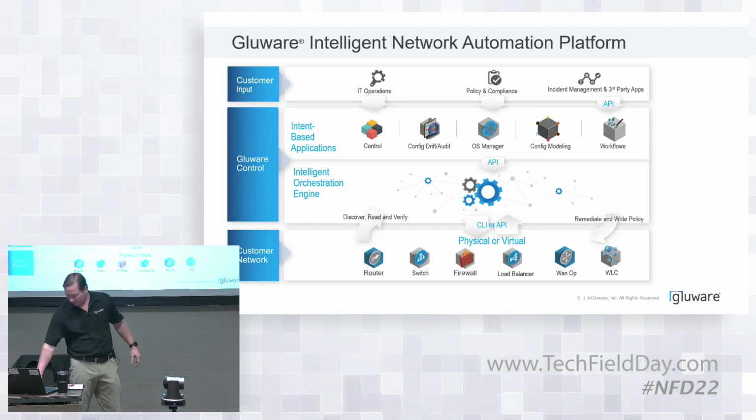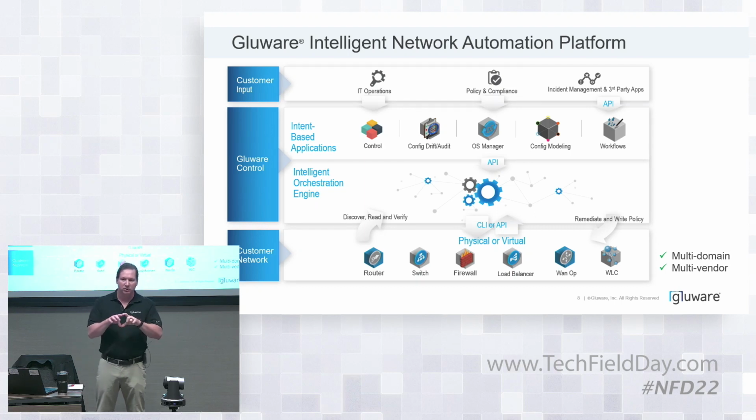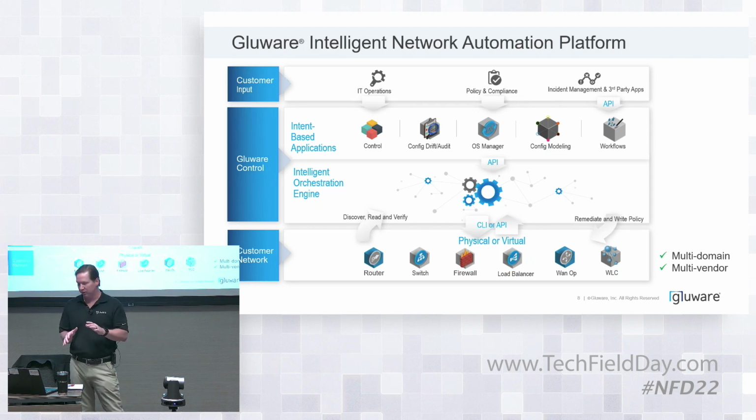So first and foremost, we think about, well, what does Gluware automate? We have decided to focus and specialize in the networking layer. So this is routers, switches, firewalls, WAN optimizers, wireless LAN controllers, those things that make up the network infrastructure. Now, today those things are primarily on-prem. More and more these networking components are moving into the cloud. So for us, we don't really care if it's physical or virtual. We can manage those networking infrastructure.